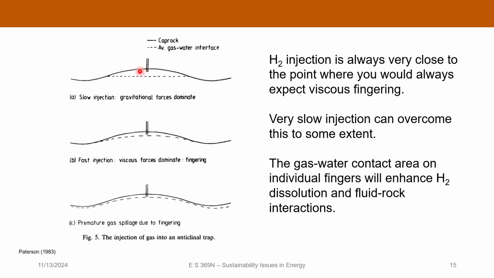The other thing that can happen is if you're injecting, let's say, in some kind of an anticline structure like this, where you expect the gas to be contained up here, if you inject too fast, you can get this fingering phenomenon, and then you can actually get the gas to spill out the edges of your structure, and you're going to lose that. It's going to escape. So that's another problem with these fingering phenomena. So basically, it's a tricky problem to solve, and any underground injection is going to have to overcome this.